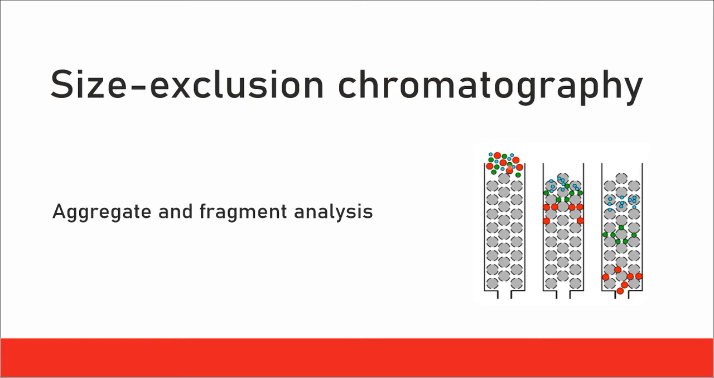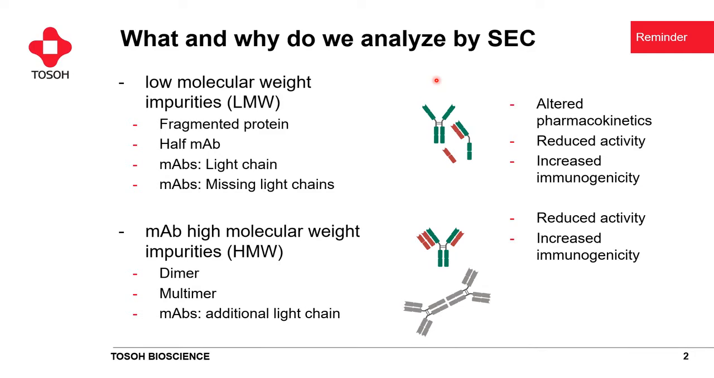In this video, we will focus on size exclusion chromatography, which is mainly used to analyze aggregates and fragments in our protein samples. Okay, why do we need to analyze by size exclusion chromatography? In a protein sample, we typically have impurities, low molecular weight impurities and high molecular weight impurities that differ in size to our desired product, the monomer, and thus we use size exclusion chromatography to separate those.